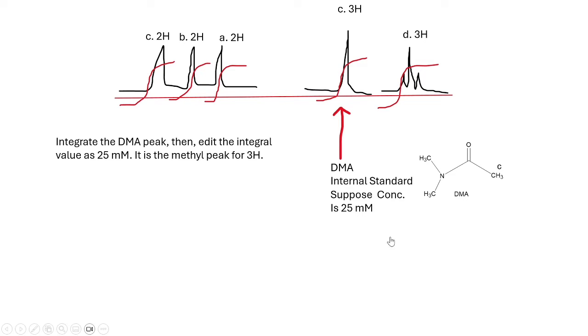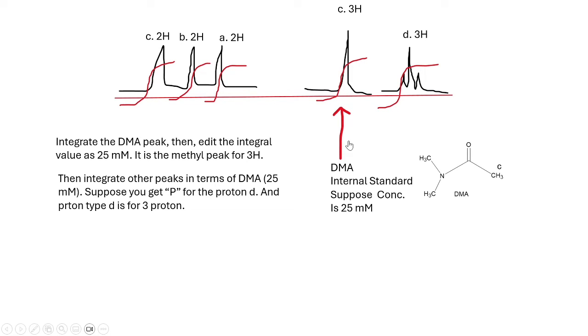Now if we want to see the concentration of this compound or this compound, how can we calculate it? First of all, integrate the DMA peak first and then set that DMA peak integral value as 25 millimolar, since we take this concentration as 25 millimolar. It is the methyl peak for 3 protons, so this one.